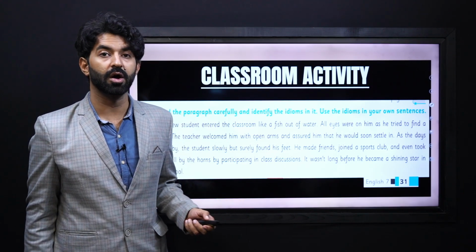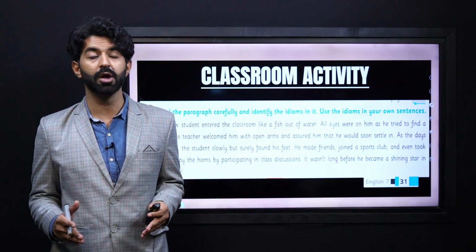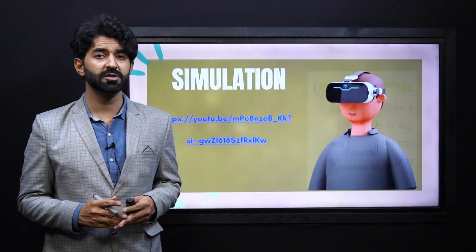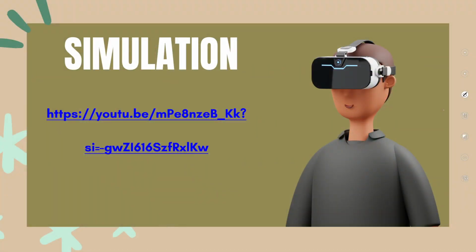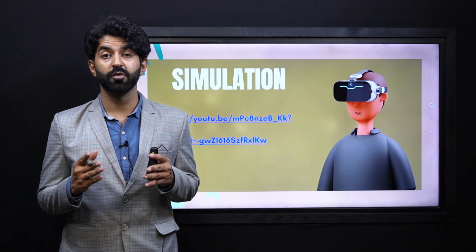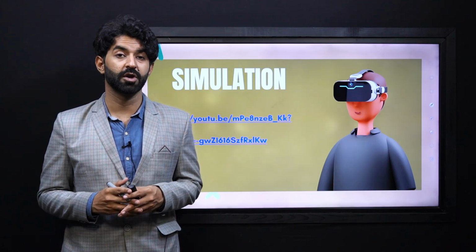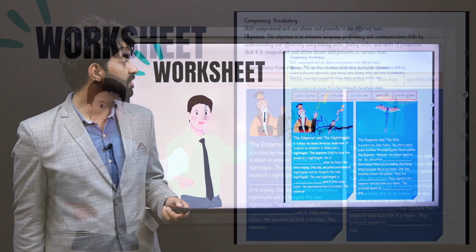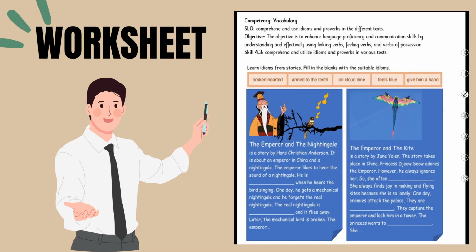So we are here on our classroom activity from page 31 of the book. You have to read the paragraph carefully and identify the idioms in it. Use the idioms in your own sentences. Now, let's talk about this simulation link that I've put in the description of the video and also in the PowerPoint slide. You can watch it later after watching this video lesson, and you will learn more about idioms and their usage. For your worksheet, we have really interesting worksheets of idioms attached for your understanding.